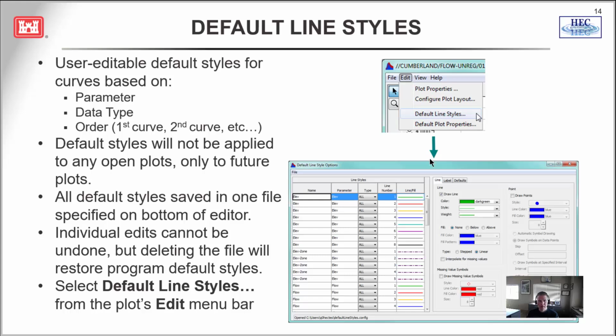Once you select that option, you're going to see an editor that looks something like this, where you have the data set parameter, or the parameter type for different data sets. So we have elevation here, we have a number of flow data sets, and you can see the line style that by default is associated with each of those parameters and data types. You can customize them if you want to. If you do customize them, that information is saved to a file on your computer. Individual edits cannot be undone, but deleting the file that saved that information will revert the line styles back to the defaults.